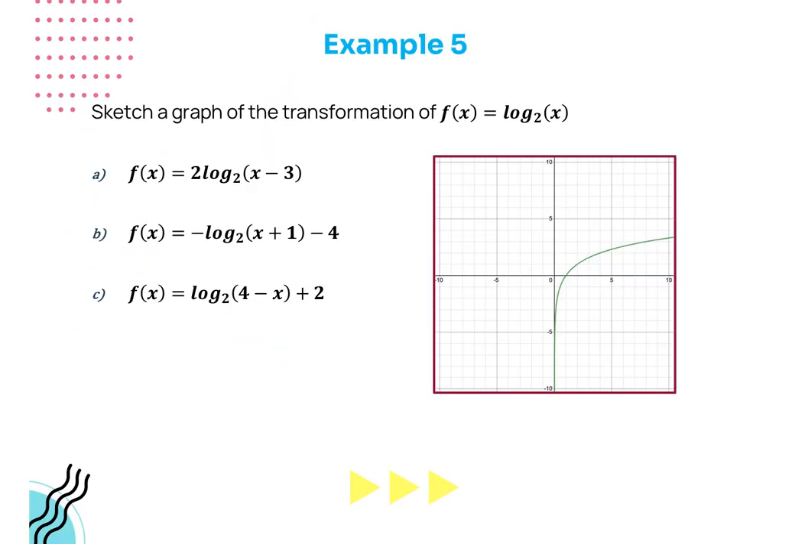So now it says sketch a graph of the transformation of f of x equals log base 2 of x. So it's actually giving you what the parent function looks like, okay? Which has a vertical asymptote at 0. It's shifted to the right. There are certain coordinate points that we can use, which are (1, 0) and (2, 1).